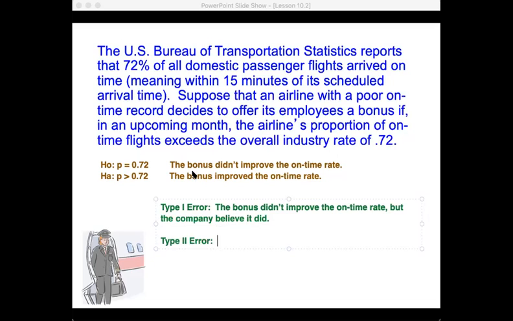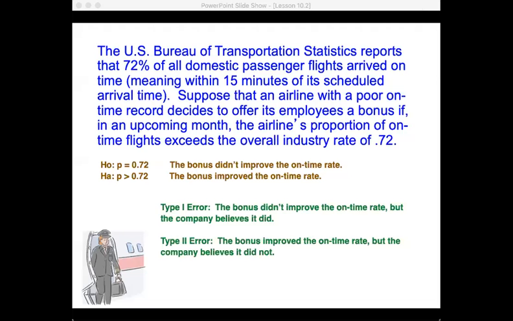Type 2, the alternative is true. All right, so I state the alternative first as being true. So the bonus improved the on-time rate, but the company believes it did not. And that's it, guys. That's how you write a type 1 and type 2 error. Done. Okay. Questions.